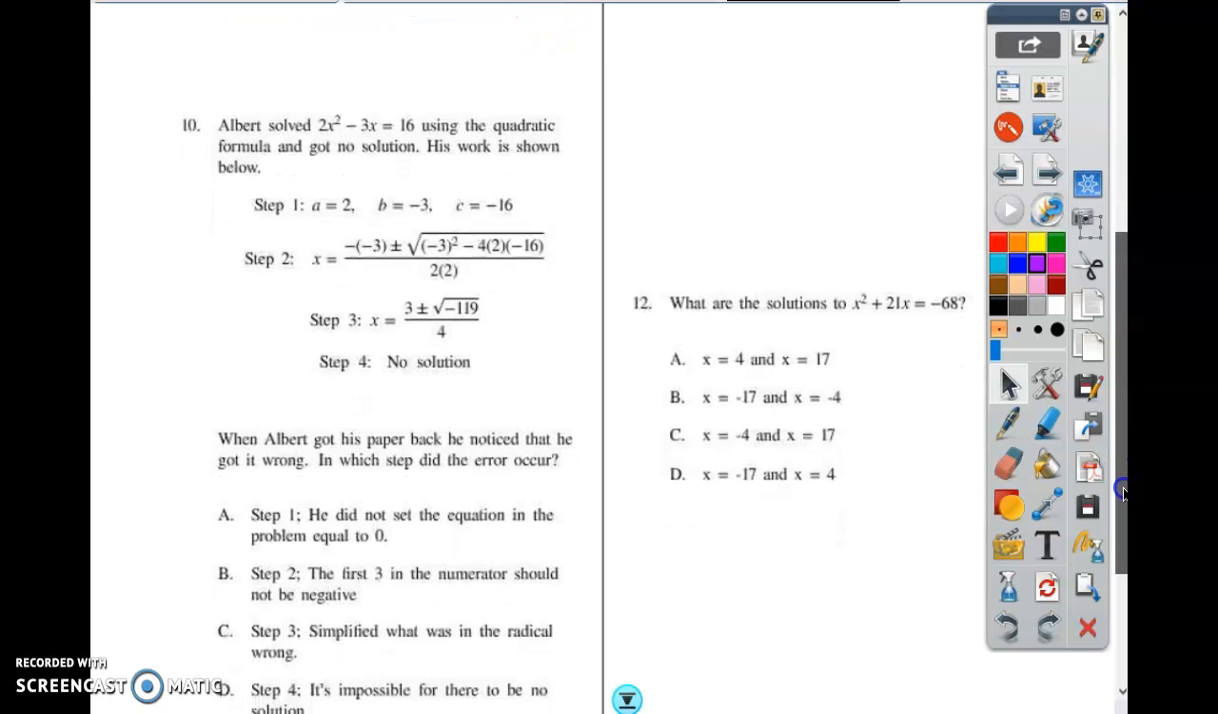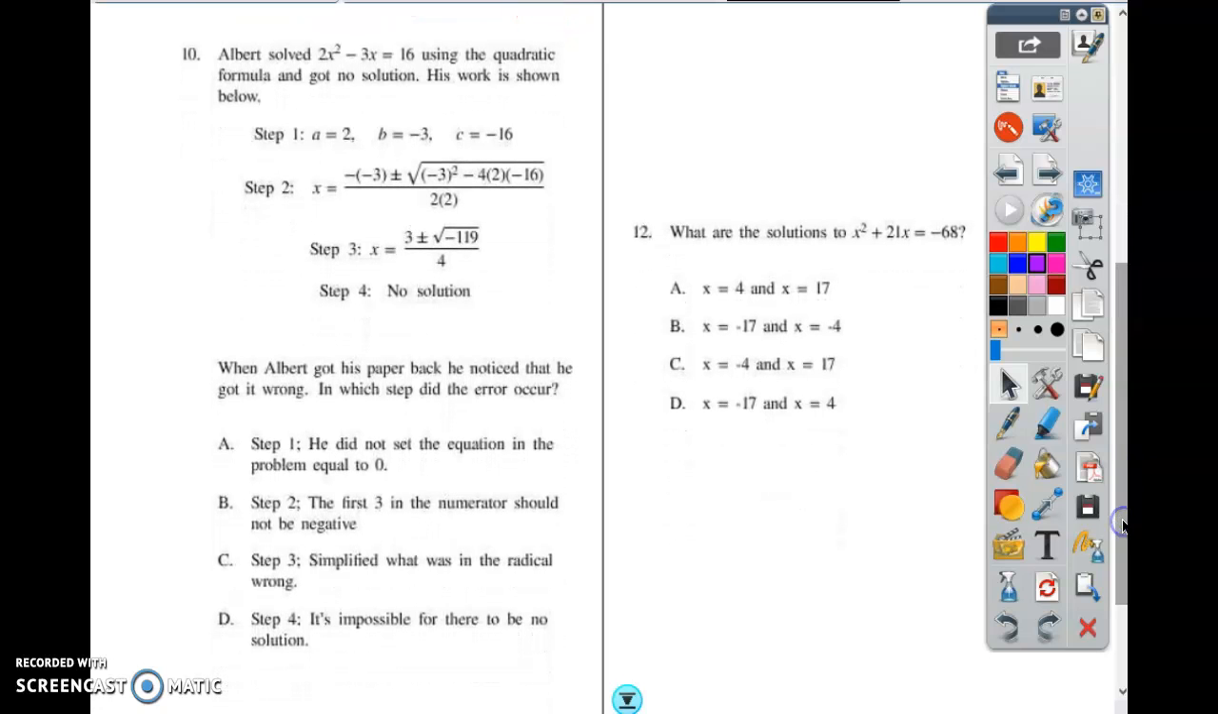On problem number 10, they're asking you, where did Albert mess up? This is not the answer. That's not the answer. So where, step 1, step 2, step 3, or step 4, did he make a mistake? When I have the equation 2x squared minus 3x equals 16, what's the first thing you do? You have to move the 16 over and change the sign. So it becomes negative. So Albert should have said, okay, it's 2x squared minus 3x minus 16 equals 0.